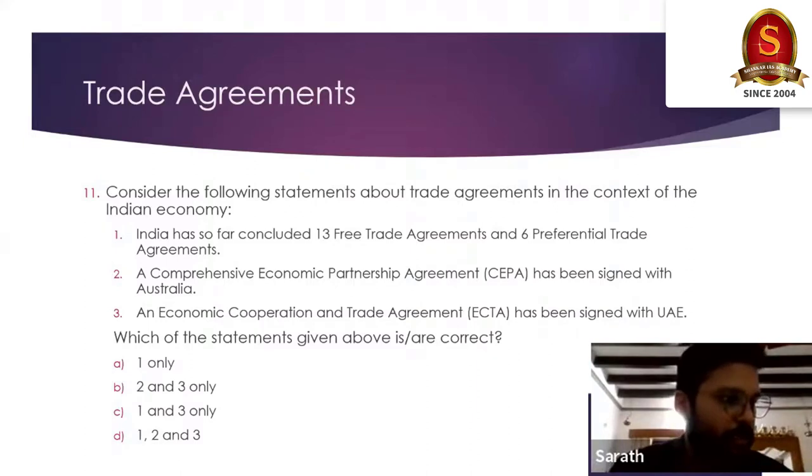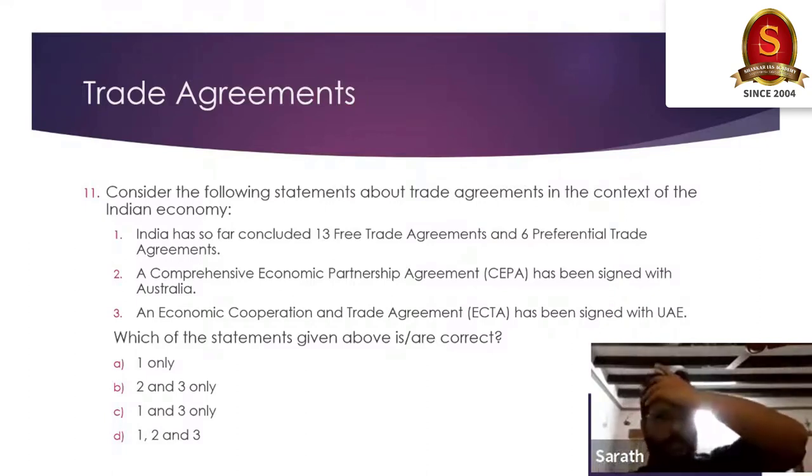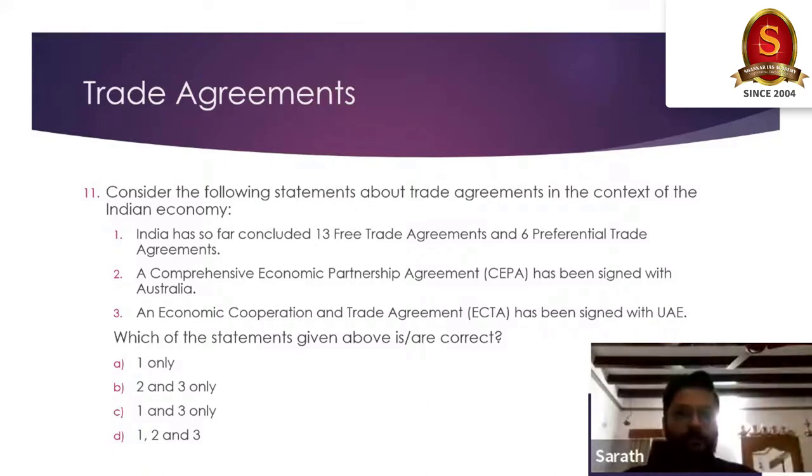Which is correct? Let me see. A lot of people have said A. Okay. Since so many people are saying A, I have to go with A. A is the correct answer. India has so far concluded 13 free trade agreements and 6 preferential trade agreements. That's correct. It's a factual thing.